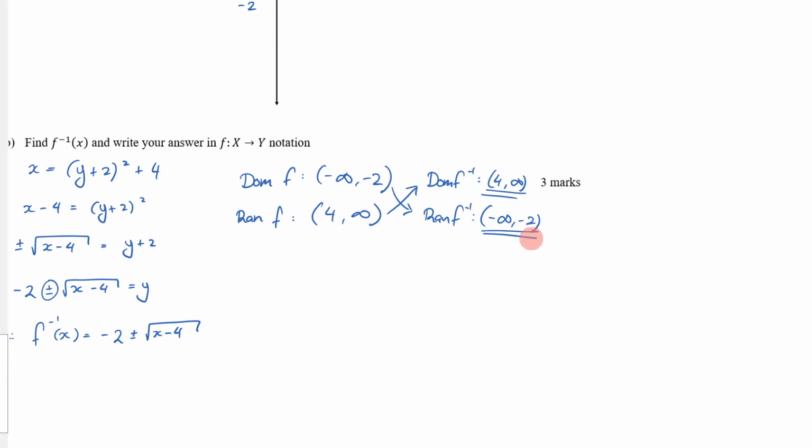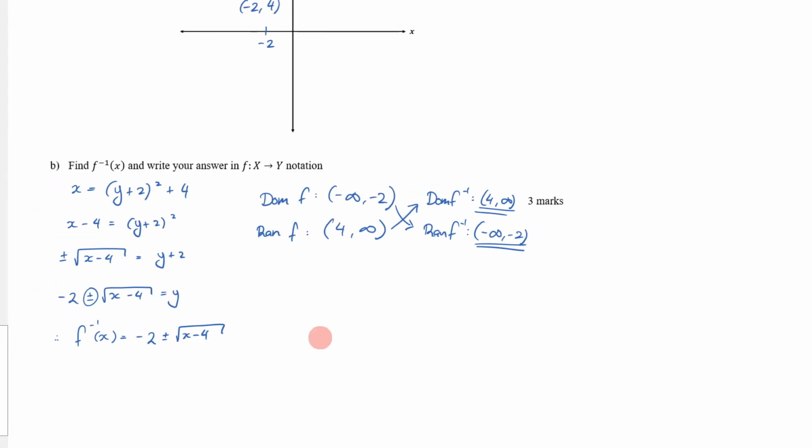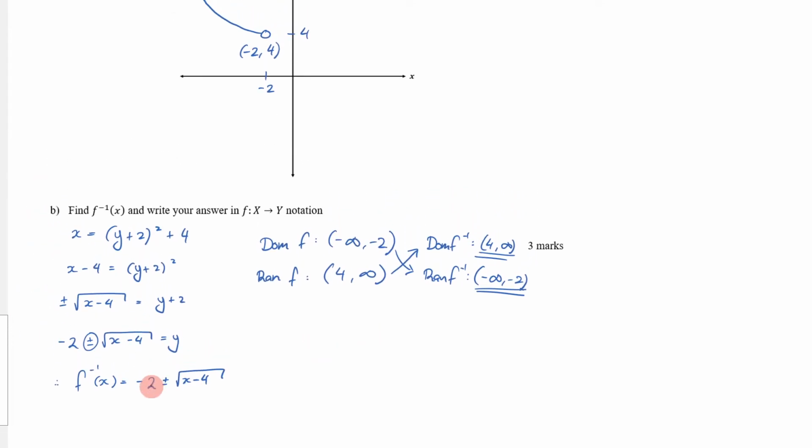Now, to determine whether it's plus or minus, what you need to look at is the range of this thing. As you can see, it's negative infinity to negative 2. So that means it's going to be the bottom half of this square root graph. And this is where it's useful to be able to just sketch what they're asking of us to do here. So we've got this. As you can see, it's a square root graph. It's 4 to the right, and we're going 2 down. So we're right here. And as you know, a square root graph looks like this. It goes up and it goes down.